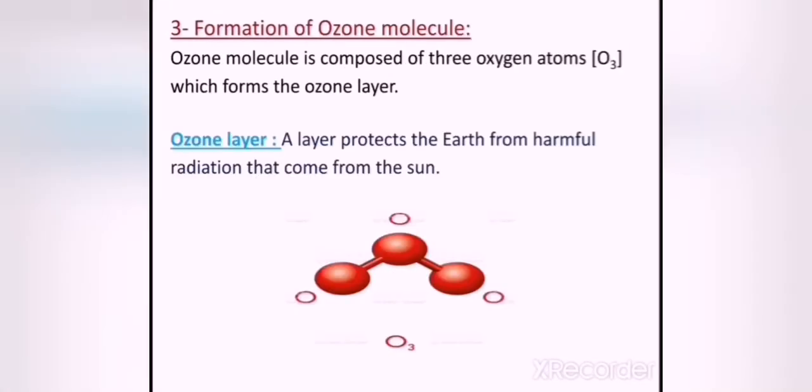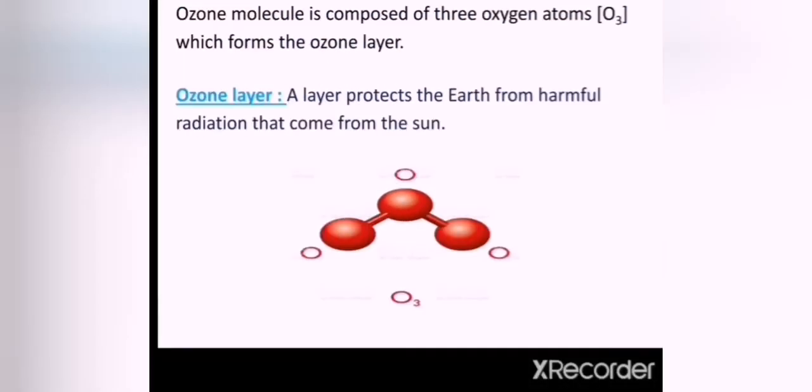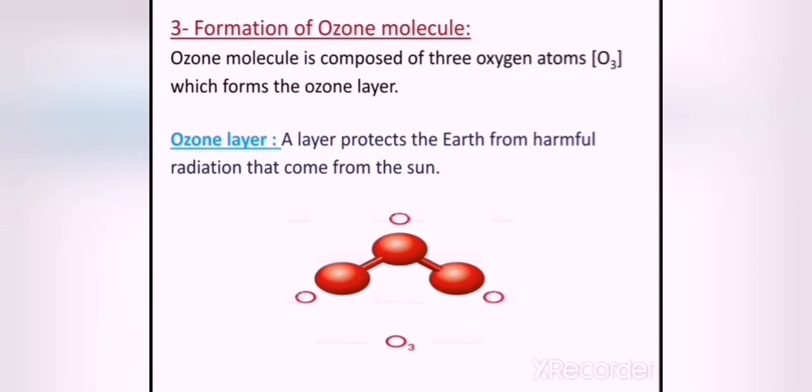Number three, the oxygen gas is used to form the ozone molecule, because the ozone molecule consists of three oxygen atoms. So the three oxygen atoms combined together to give O3. The O3 is the ozone molecule.